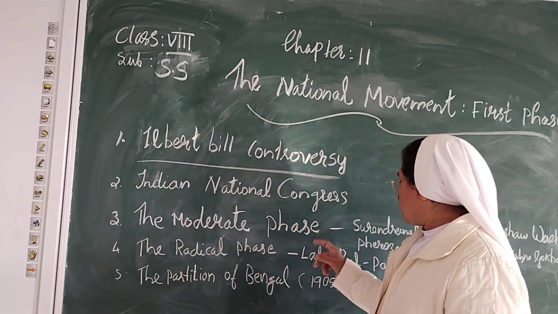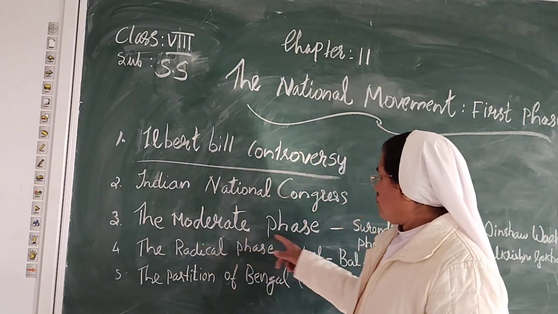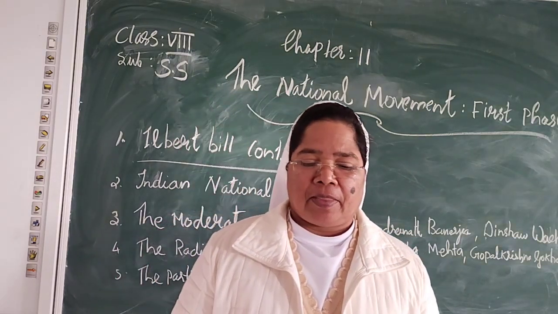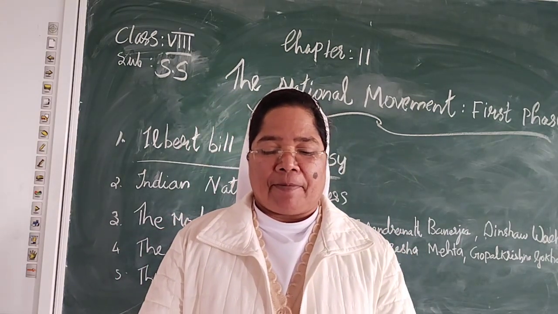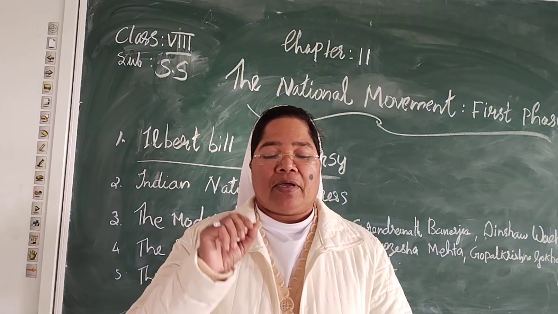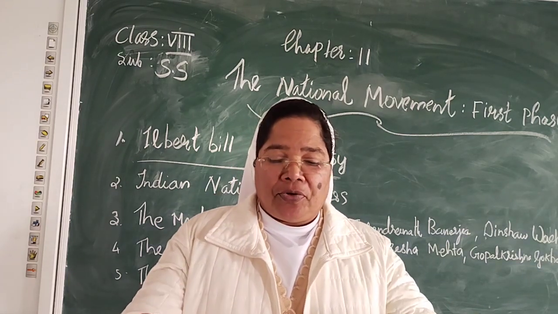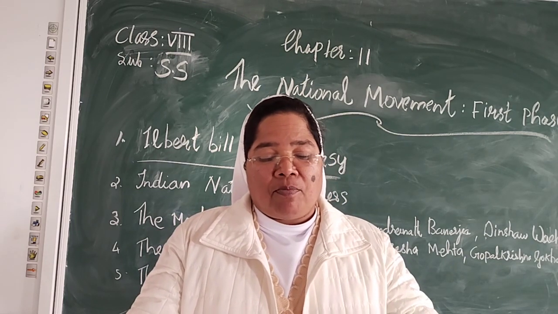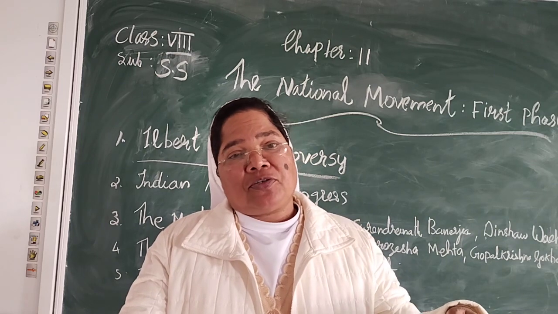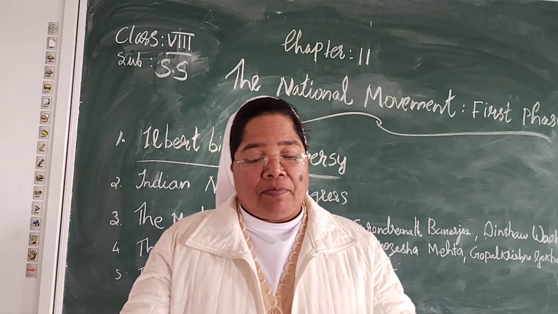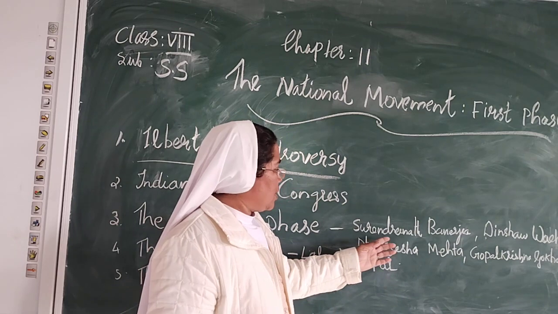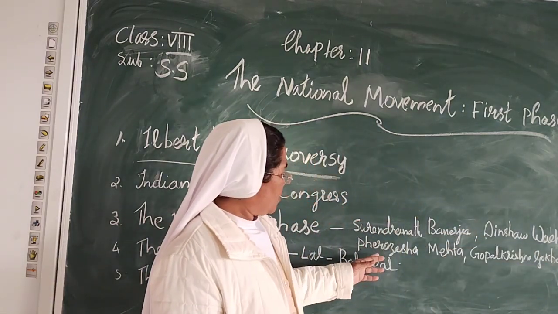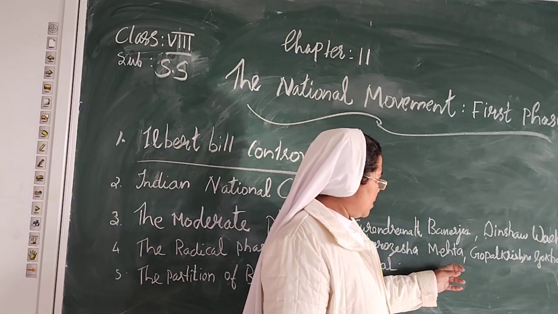The moderate phase. The Congress was dominated by the moderate leaders during its first 20 years. The main important persons were Surendranath Banerjee and others.